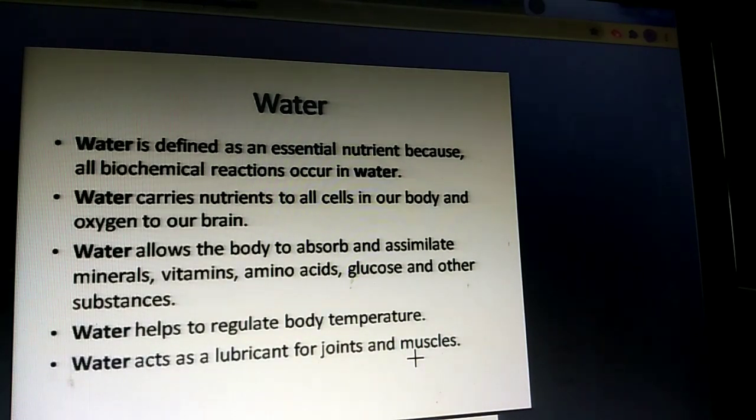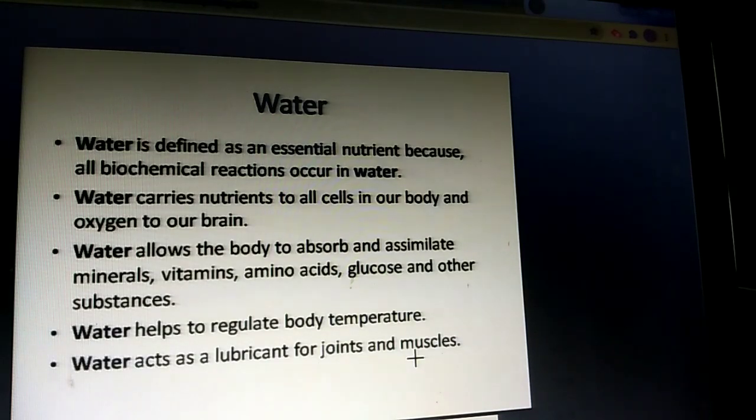Then it allows the body to absorb and assimilate minerals, vitamins, amino acids, glucose, and other substances. This is nothing but to get the energy. It also helps in avoiding dehydration.